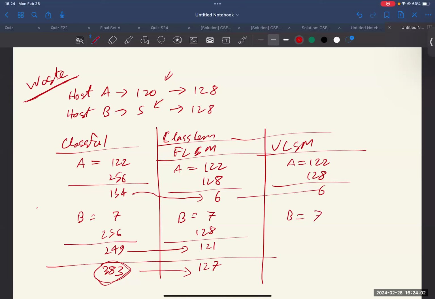For host B, its requirement is 7. So how many can I give him? 2 to the power 3, 8, okay, right? How many are wasted? Just 1, and total waste is 7, right? So if you notice, it's an improvement. So if VLSM does not nullify the wastage, it reduces the wastage. Clear?